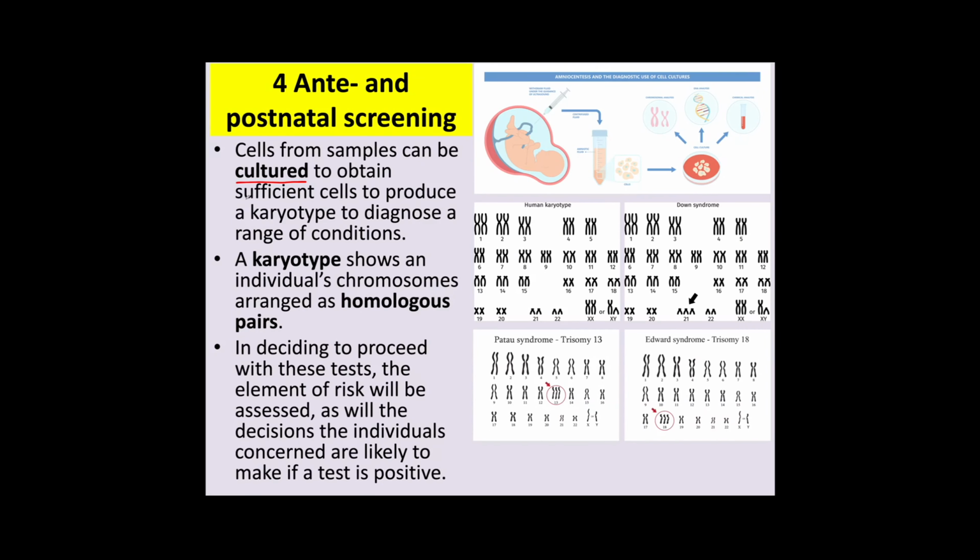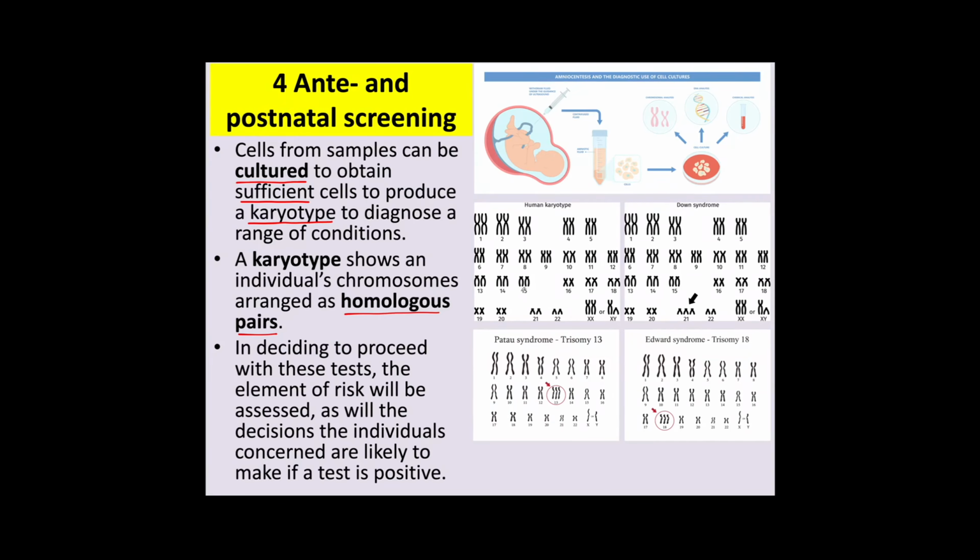And once we have sufficient numbers of cells, we can then use them to produce something known as a karyotype. And that will help us to diagnose a range of various chromosomal conditions. Now, a karyotype shows all of an individual's chromosomes arranged as homologous pairs. And we can see some karyotypes here, okay? We can see the 46 chromosomes arranged as 23 homologous pairs here, okay? And we'll note that each chromosome in each pair is of the same size and approximate shape and so on as the pair that it goes with. And you can see if you look at different pairs, you'll see slightly different sizes and shapes for those chromosomes as well.